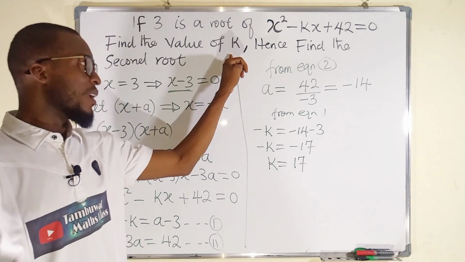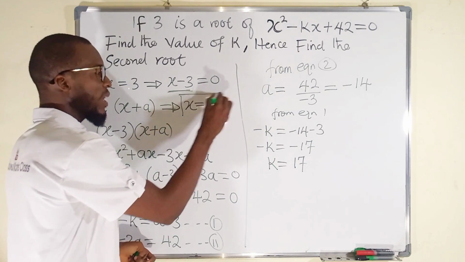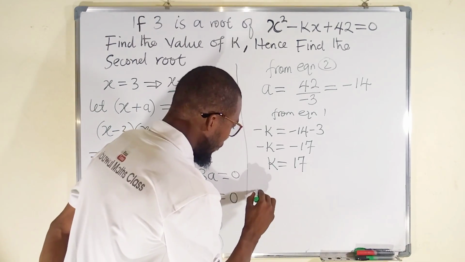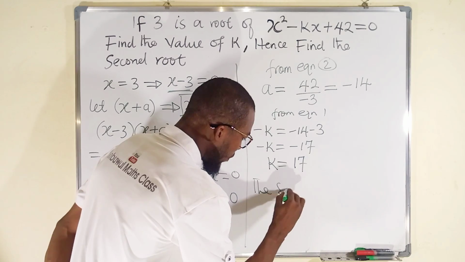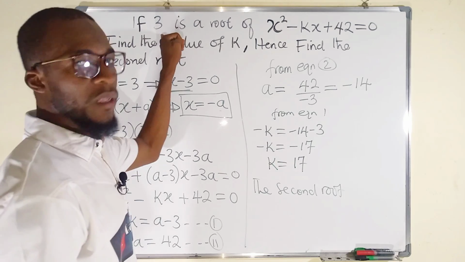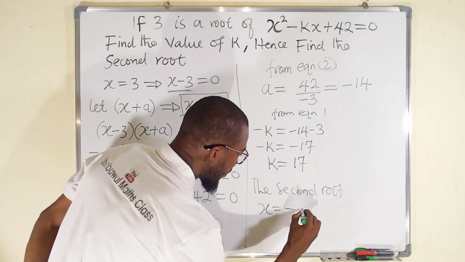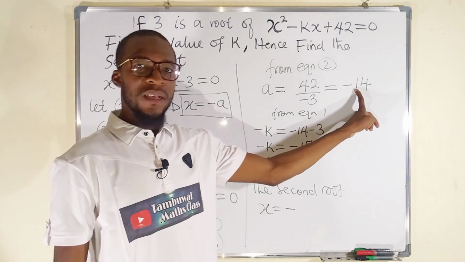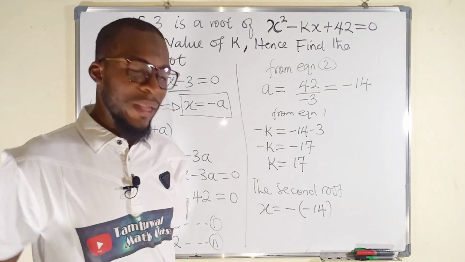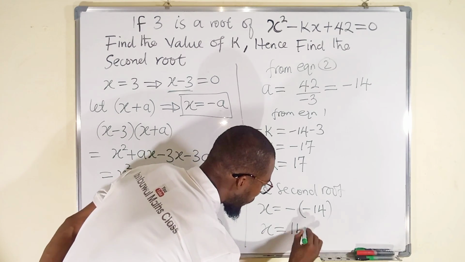So you can see we have just obtained the value of k as required. The second thing we are asked to find is the second root. The first root, 3, is given in the question. The second root will be x equal to negative a, and a is negative 14. Negative multiplied by negative is positive. Finally, x is equal to 14.